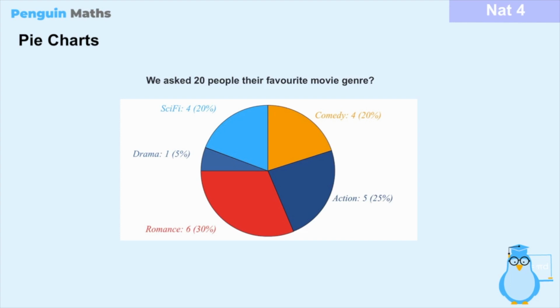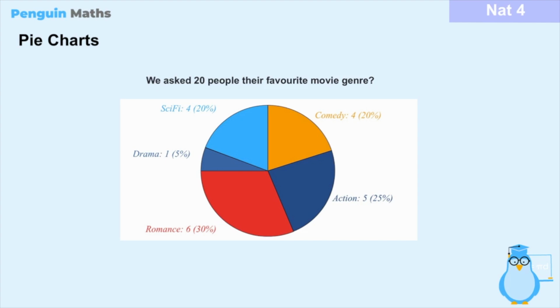And finally, here's one other survey style pie chart where we asked 20 people their favourite movie genres. And from the results, we got that 4 people said sci-fi was their favourite genre, 1 person said drama, 6 people said romance, 5 said action, and 4 said comedy. And looking at the pie chart, we can clearly see that romance was the favourite movie genre, taking up a total of 30% of the pie chart, and the least favourite was drama, only taking up a small 5% of the total pie chart.